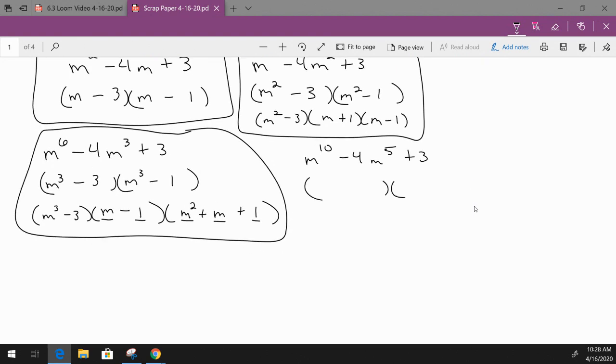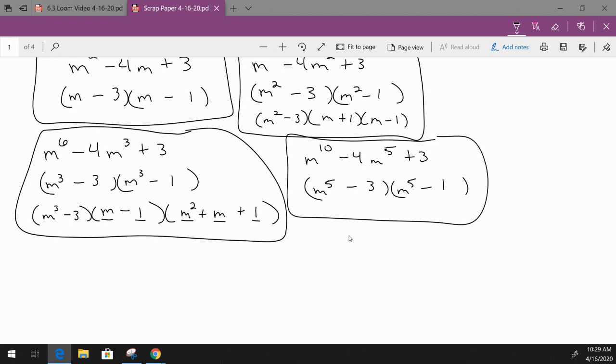So again, it's going to factor, but the m to the 10th will be factored into m to the 5th and m to the 5th. But again, the two numbers that multiply together equal 3, that add up to 4, are 3 and 1. Signs are the same, they're both negative. Now, m to the 5th is not a perfect square, nor is it a perfect cube, so we're not going to factor it any further. So that's an example of one where you're not going to keep going.